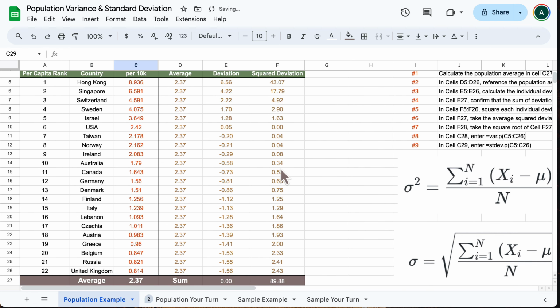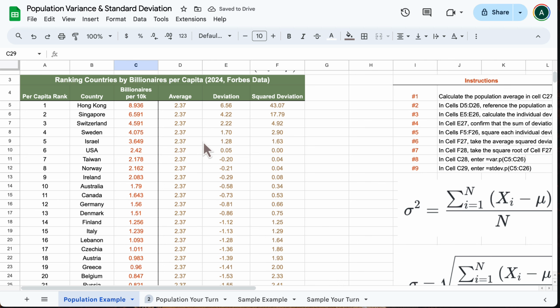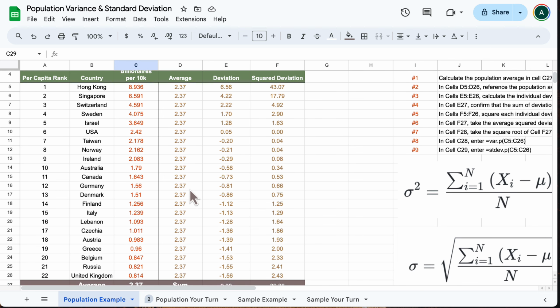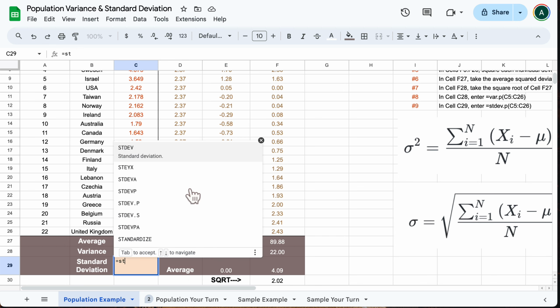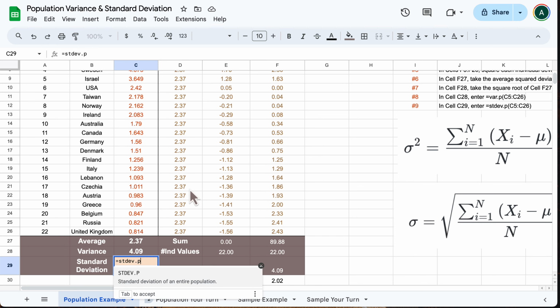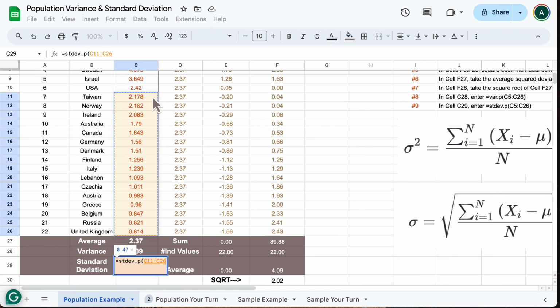There is a faster way to do all this. Really, everything we're doing here is just giving you a look at what's going on under the hood. But in practice, it is far faster and easier for you to calculate these. Remember, we're dealing with a population, so we're going to put equals STDEV.P. That .P means, hey, Google Sheets, hey, Excel, I am working with the population.